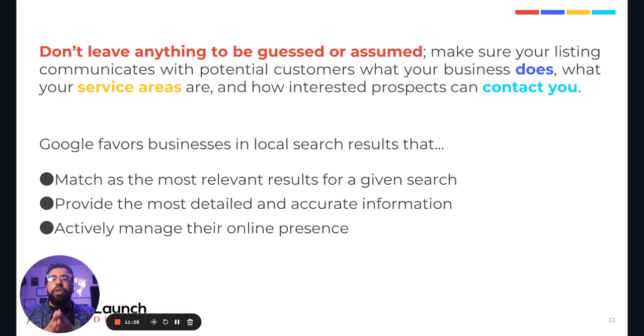And Google favors businesses in local search results that match the most relevant results for a given search. So if you're a roofing business, make sure to have the word roofing in your business name. That's a no-brainer. Now, providing the most detailed and accurate information in the descriptions and everything like that is imperative, and the same accurate information has to match the directories.